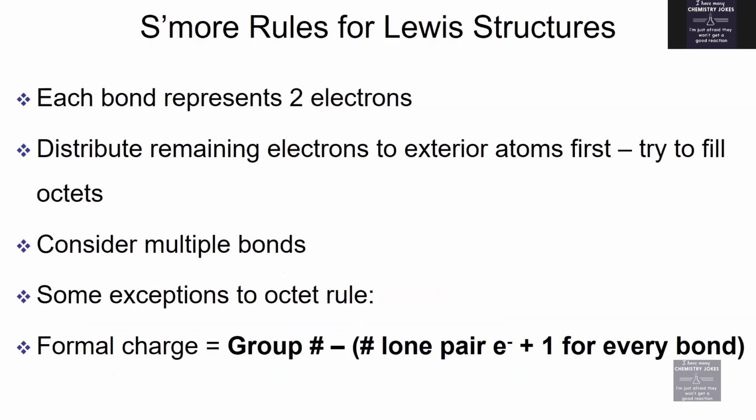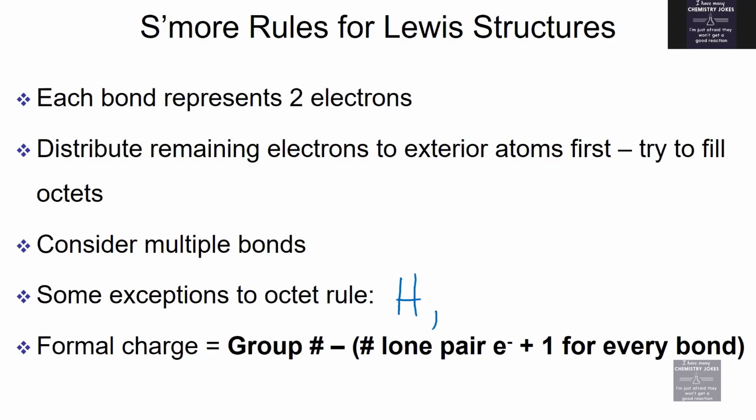So remember that every time you draw a line connecting 2 atoms, there are 2 electrons in that line. We will make double and triple bonds as well as single bonds when we need to. We will try to fulfill everyone's octet, but there are some exceptions to the octet rule. Who are some of the exceptions? Well, we've already seen that hydrogen is an exception. Hydrogen only wants 2 electrons, not 8.